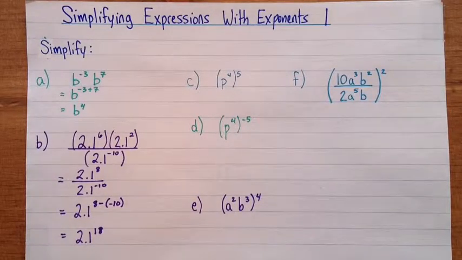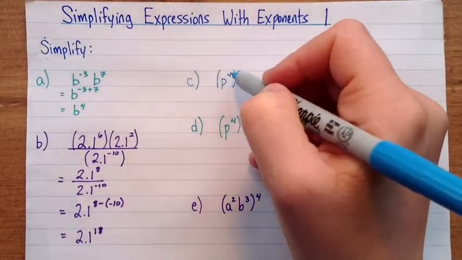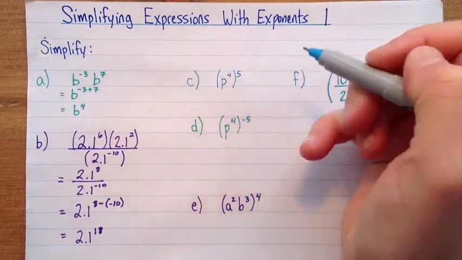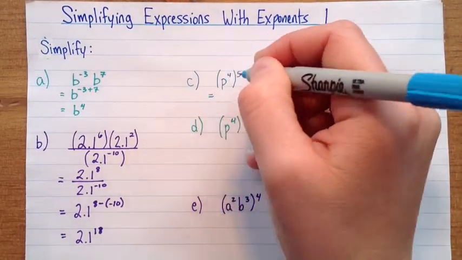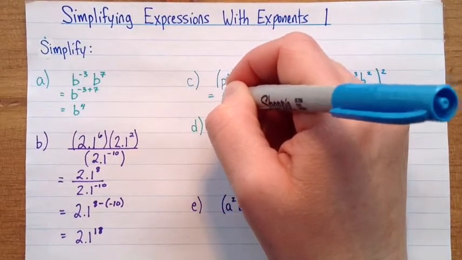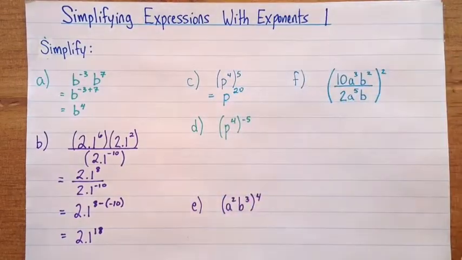Okay, on to the next one. We've got p to the exponent 4, all of that to the exponent 5. So this is a power of a power. So we'll use that rule that says we can multiply the exponents. P to the exponent 20.